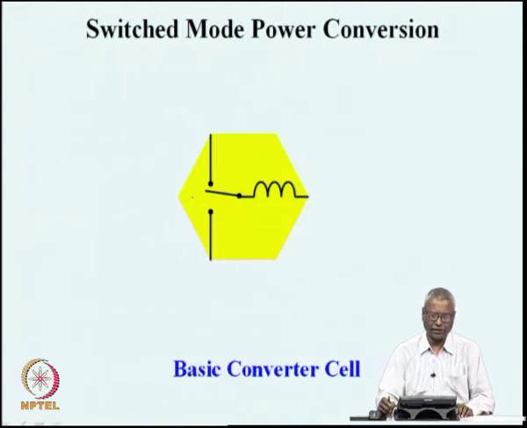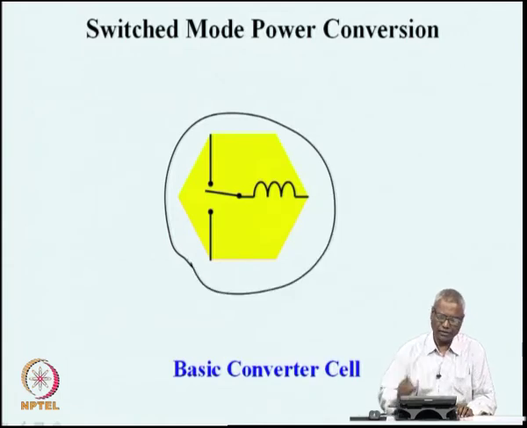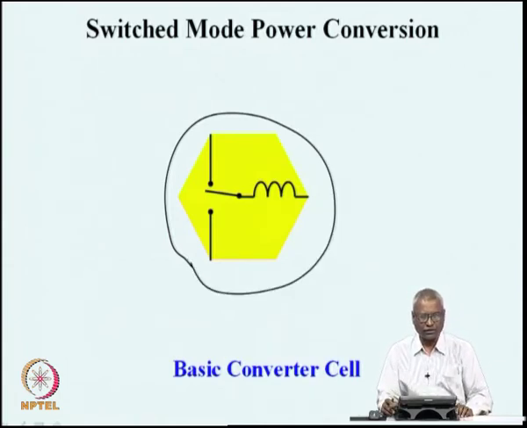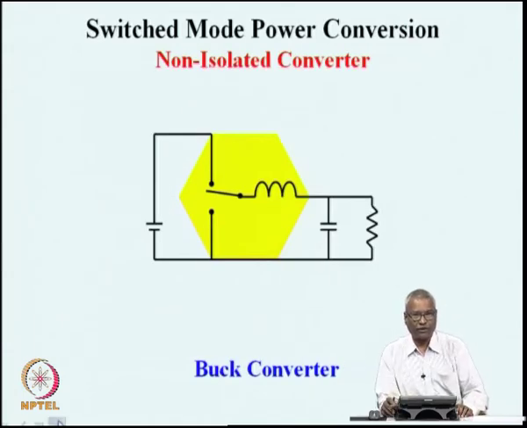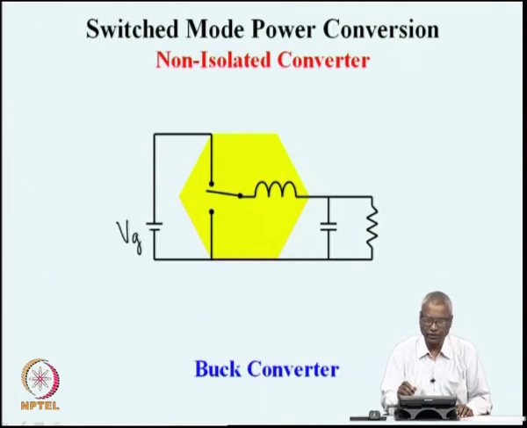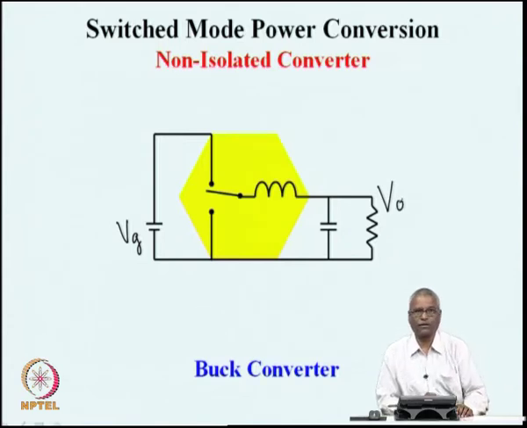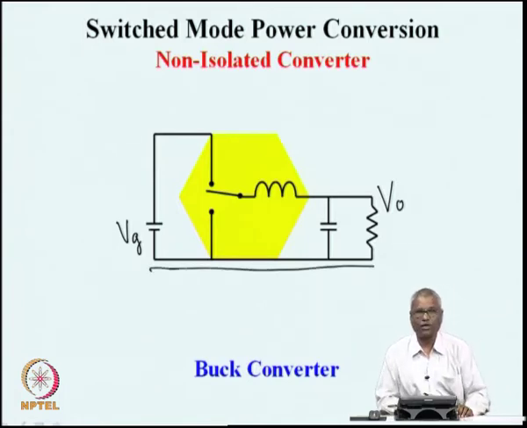What we had seen in the earlier lectures related to how this basic converter cell consisting of a single pole double throw switch and an inductor L was used in different circuit topologies to get a power converter which will take in power at a certain voltage Vg and provide power at a certain other voltage V naught. And all these converters had one polarity of the voltage common.